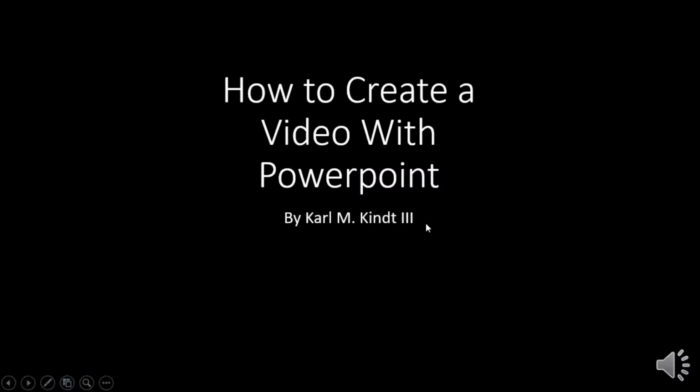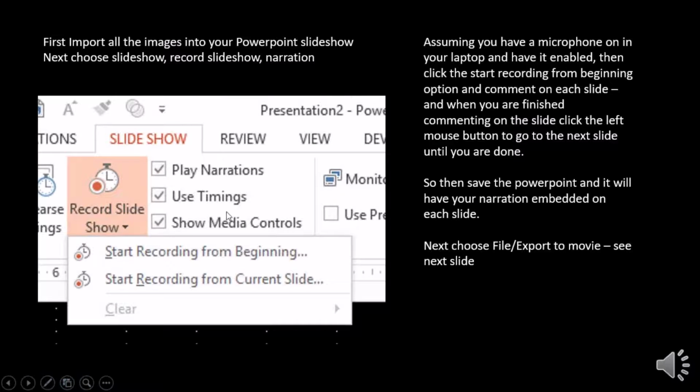So how to create a video with PowerPoint. This is a menu in PowerPoint, which I was showing you before. You want to make sure that you set up the slideshow right, assuming you have a microphone and all that. Then you save the PowerPoint. It will have your narration embedded in each slide. And then you are going to choose File, Export to Movie.